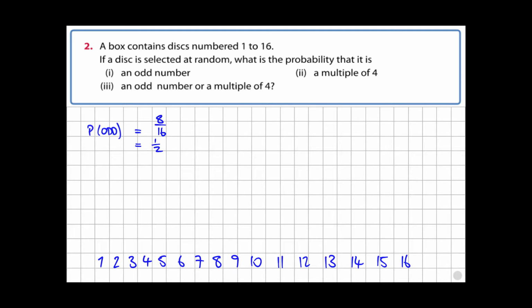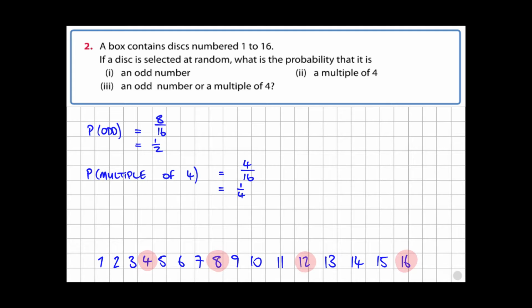Okay. Part 2. What's the probability of getting a multiple of 4? Okay, so let's just highlight the multiples of 4 there so we can see them. So the multiples of 4, we'll have 4, 8, 12, and 16. So you can see there that there's 4 possible multiples of 4. So it'll be 4 out of the total. So 4 out of 16. And 4 out of 16 simplifies down to 1 over 4.